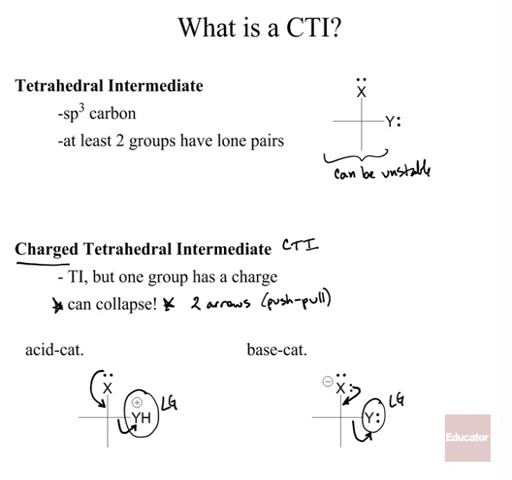Okay, now the key is when you see a CTI, when you see a charged tetrahedral intermediate, by recognizing that as such, it's going to help guide you in your mechanism, because you know what a possible thing that it can do is it could collapse and kick out one of the groups and go from there.